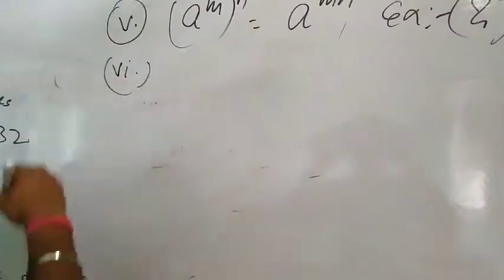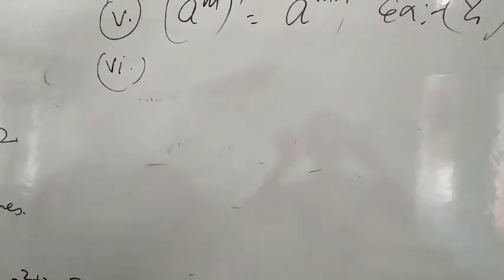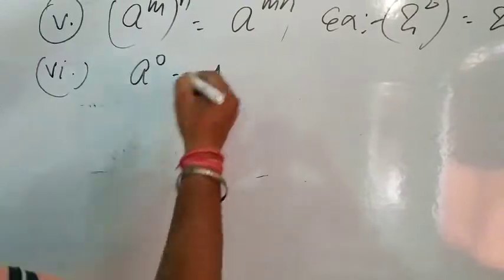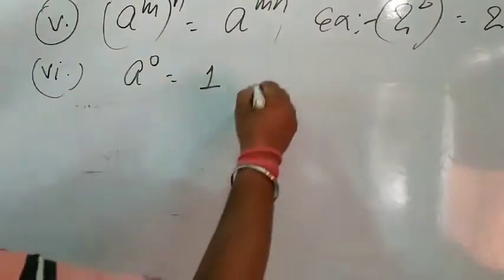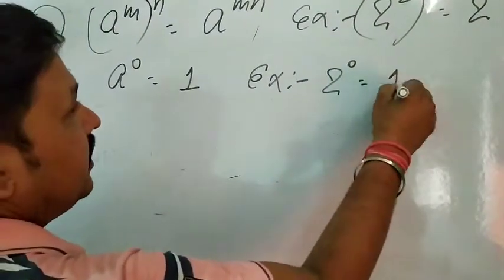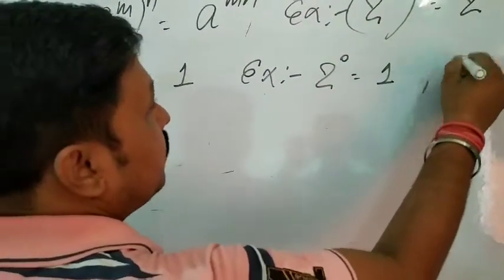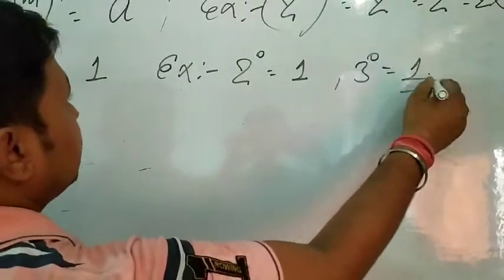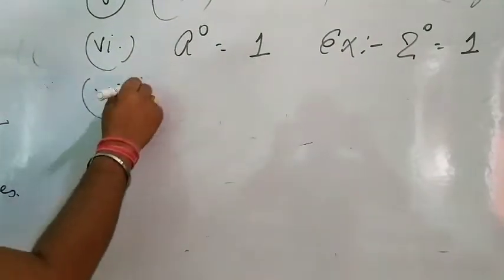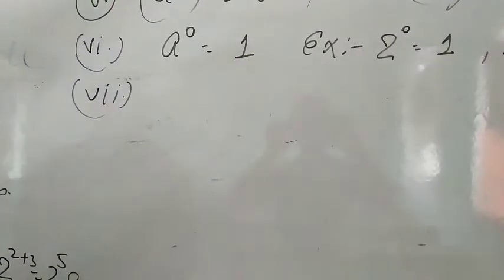In the sixth, if a to the power 0, the value is 1. Any base whose power is 0, the result is 1. 3 to the power 0, the result is 1. Now the 7th formula.